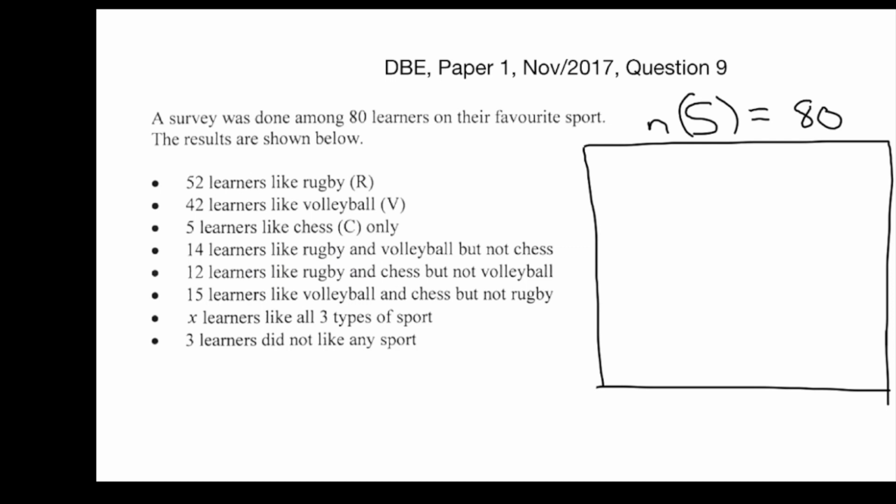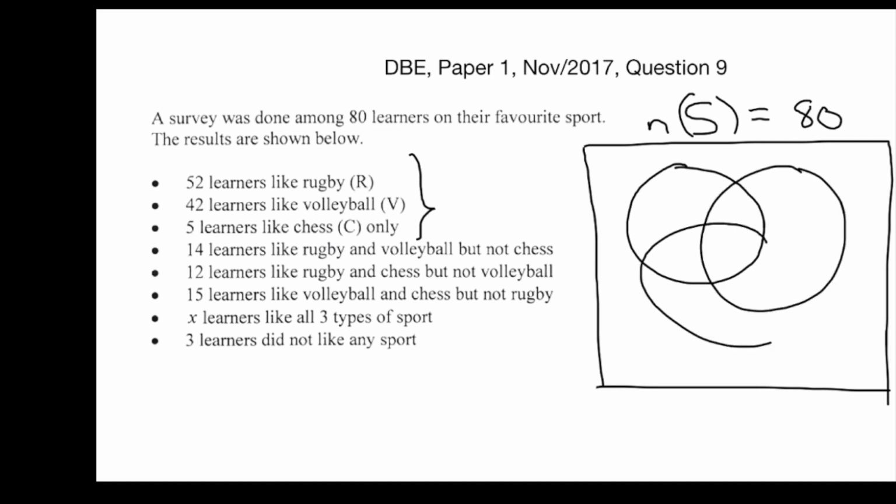But if you read your question, it says 52 learners like rugby. So there is an event for rugby there. 42 learners like volleyball, that is V, and 5 learners like chess. So these 3 here tell us there are 3 sets. So now we need to draw those 3 sets inside our sample space. Let's call this one R for rugby, that one V for volleyball, and that is C there for chess. So we are given that 52 learners like rugby, 42 learners like volleyball, 5 learners like chess only.